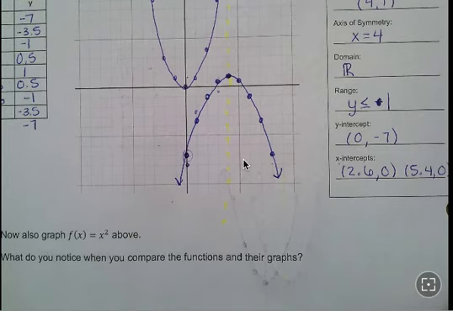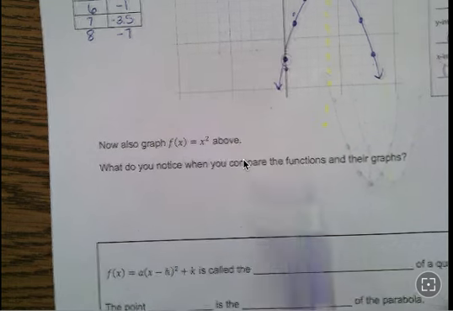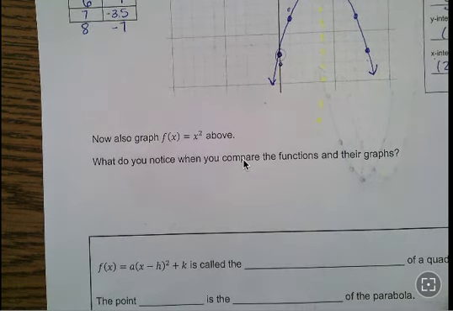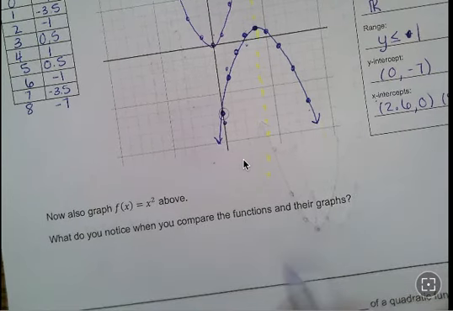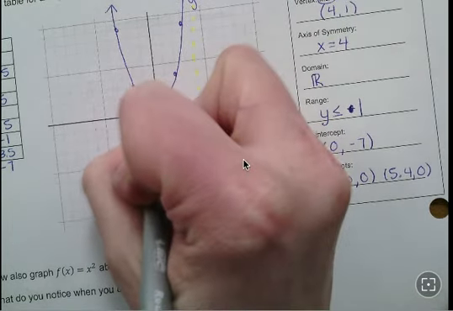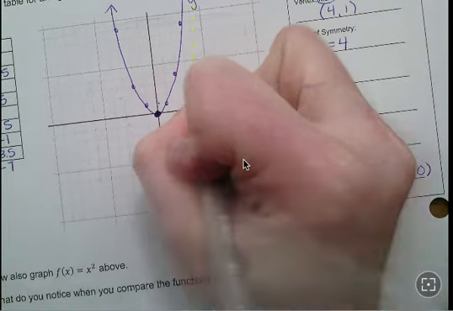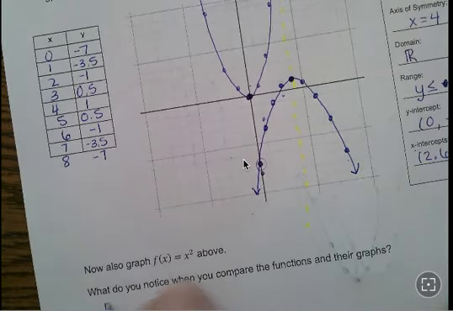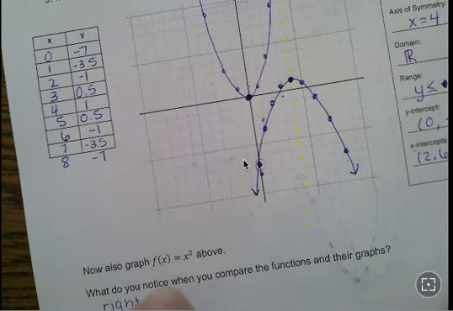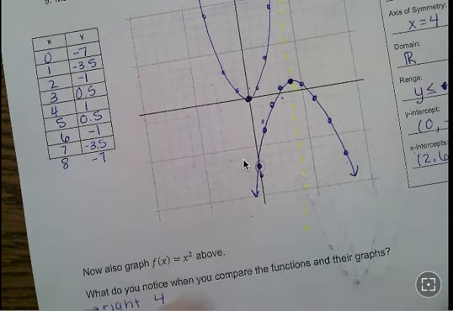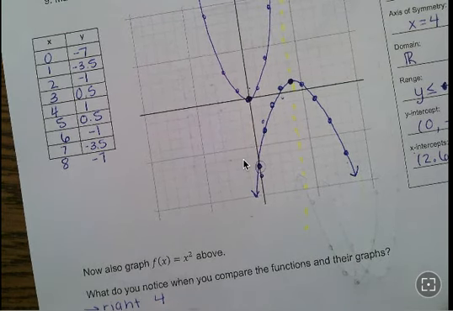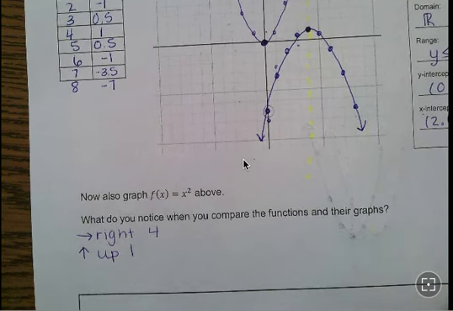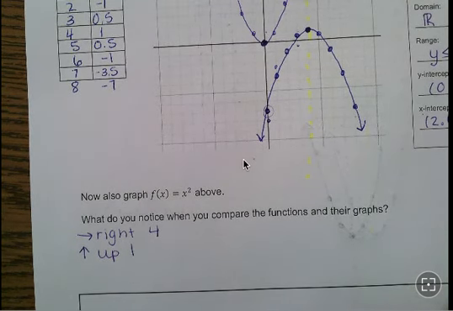All right, now, lots of things have happened to this parabola. Okay? So what do you notice when you compare the functions and their graphs? First of all, let's talk about where it moved to. Let's compare the vertex. You've got a vertex here at 0, 0 and a vertex here at 4, 1. So it moved to the right by 4, and then it moved up 1. We know that at least happened. And if you look at all of the points, we move to the right 4 and up 1.